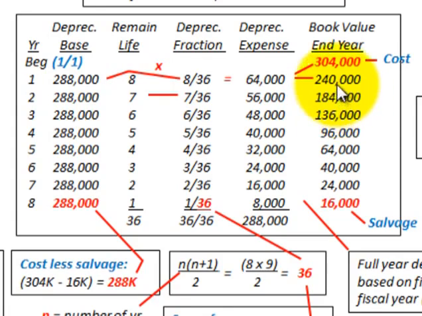So what we've done with this sum of the years depreciation method is we have a decreasing depreciation charge. And one thing we have to note, in this case we got to our 8th year, and our book value at the end of 8 years is $16,000. So that hasn't been depreciated yet. That's our salvage value, so this is our salvage value of $16,000. All right, that takes care of step 1.